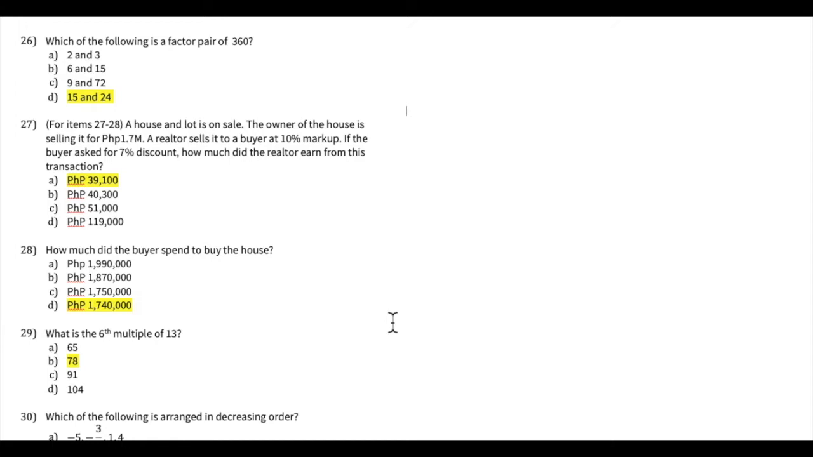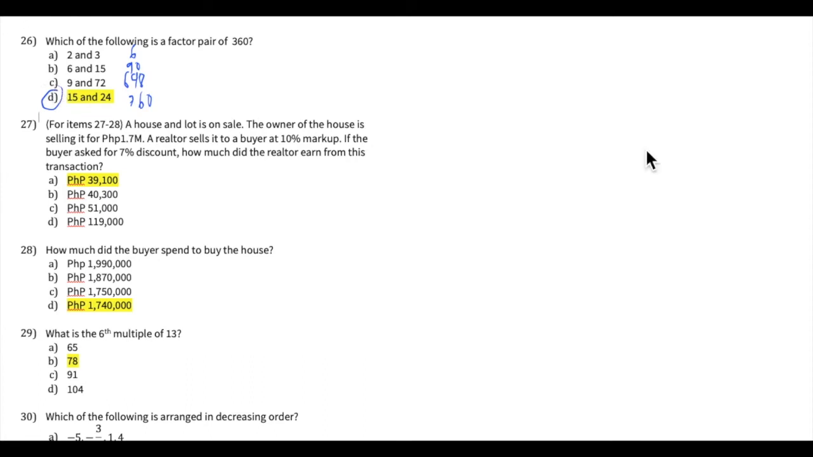So basically, tinatanong niya lang which of these pairs or which of these numbers will give us a product of 360. Itong nauna, this is equal to 6. Ito naman, that's equal to 90. Ito, if you multiply 9 and 72, you will get 648. And this one will give you 360. So our answer here is letter D.